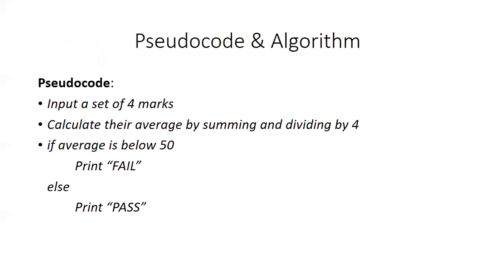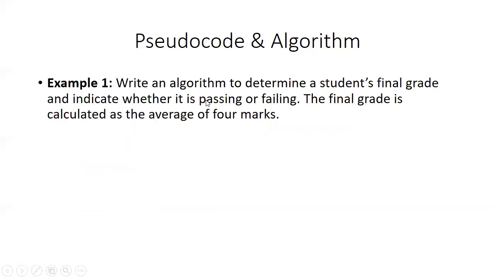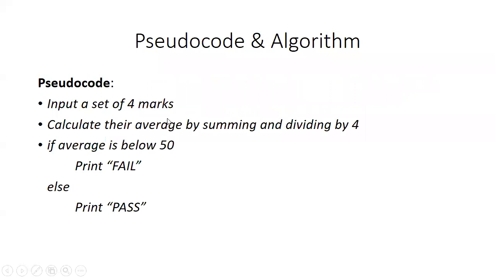Now, we could do this like this. In pseudocode, we could say, okay, you have 4 marks, let's input them. Then we calculate the average by adding up the marks and dividing by 4. You agree with that? So you would do that, right? If the average is below 50, print fail. Otherwise, print pass. So to get the final grade, whether they're passing or failing, they have to do the average of 4 marks. So that would be that. Yes?